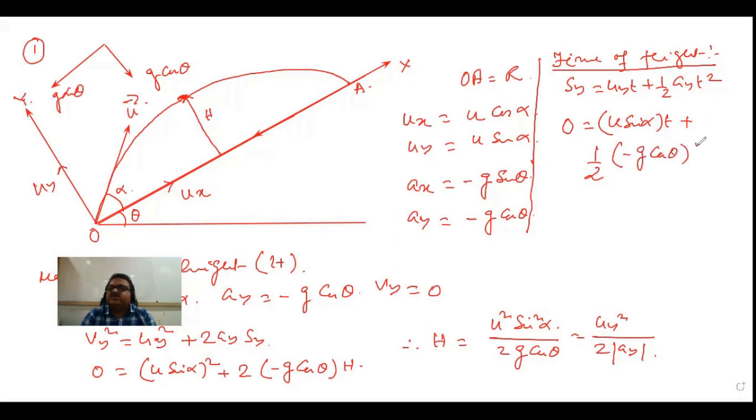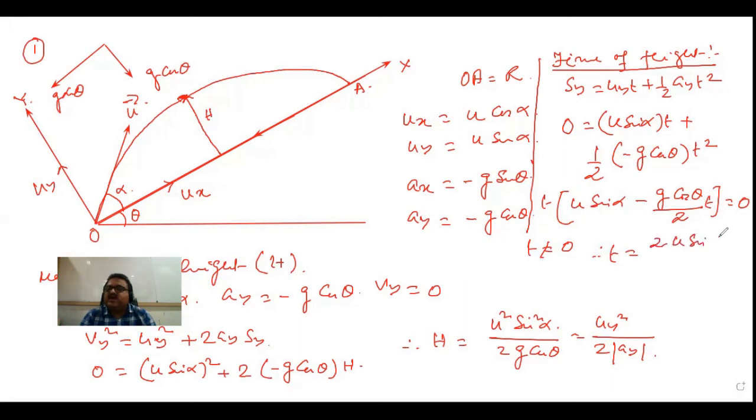into t square. Now, if I take t common, this will be (u sin alpha minus g cos theta by 2 into t) into t equal to 0. So t cannot be equal to 0. Therefore, t equals 2u sin alpha by g cos theta, that is 2uy by the magnitude of ay.